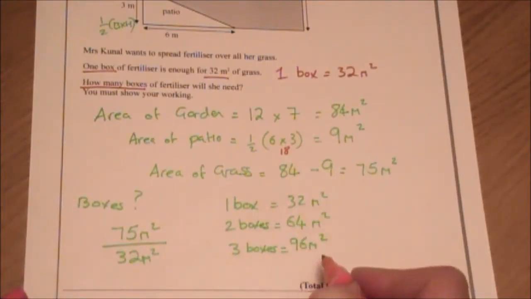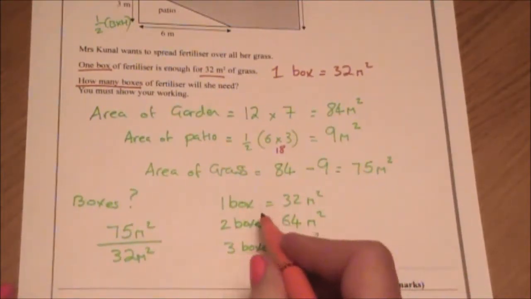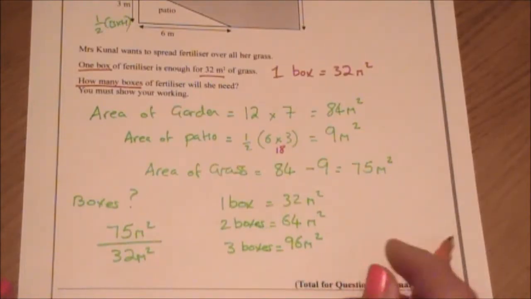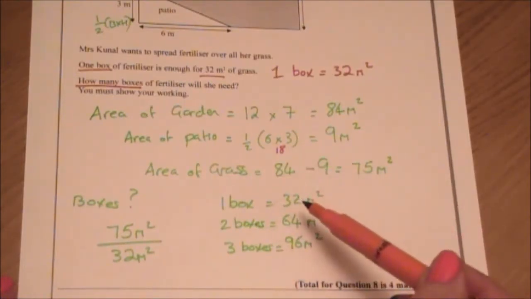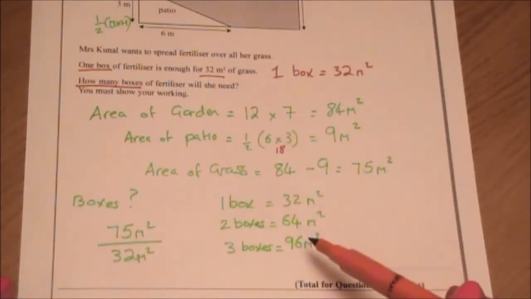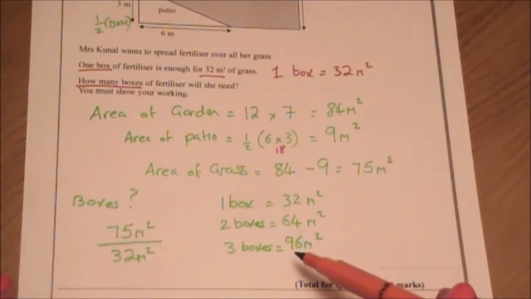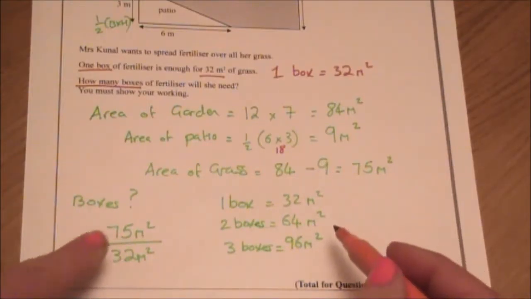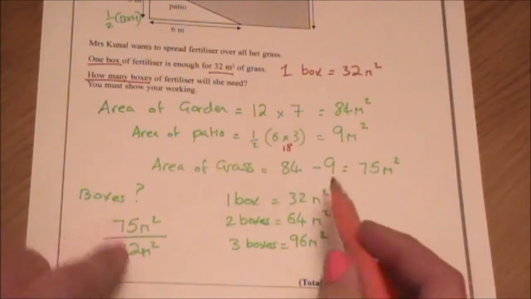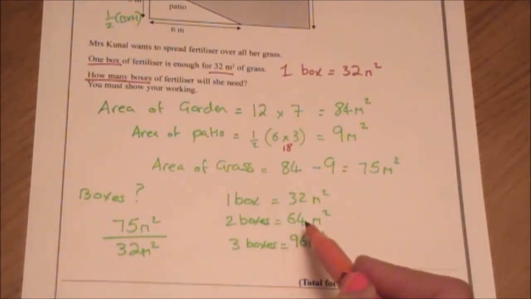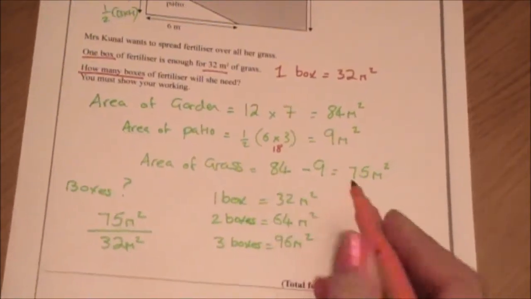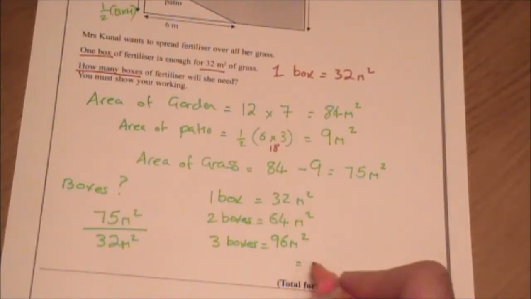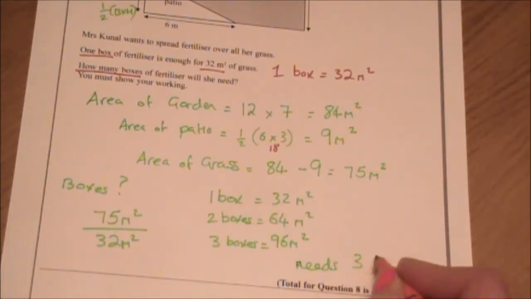Now the reason this is a good enough working out is because I only need to know the number of boxes required. I don't need to know the decimals. I do need to be careful, however, that I don't think, oh no, that's too big. I don't need that much. I only need 2 boxes. No, you need to make sure that you have enough to cover the grass that's there. So 2 boxes isn't enough seed. You have to buy 3 boxes. Therefore, you can give your final answer that she needs 3 boxes.